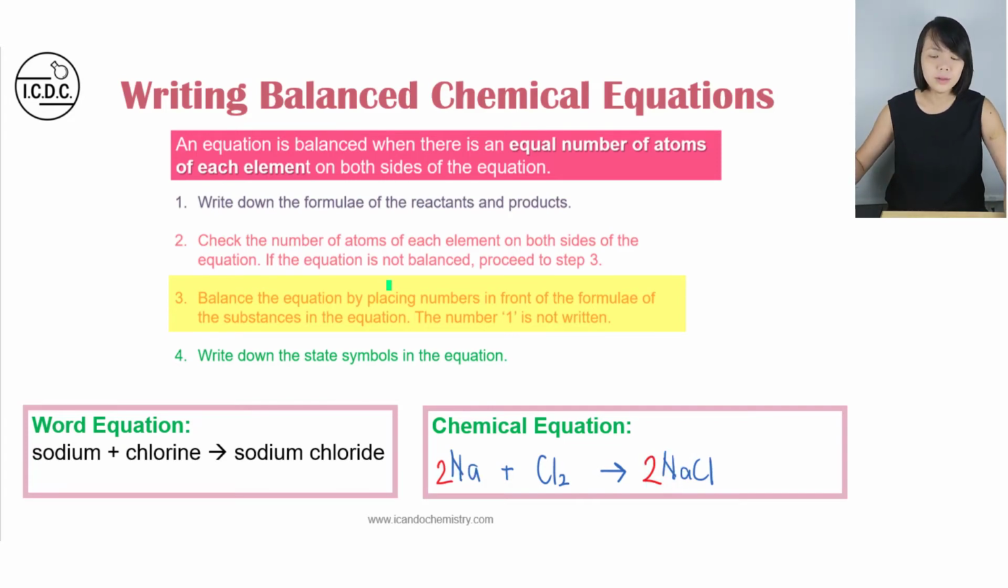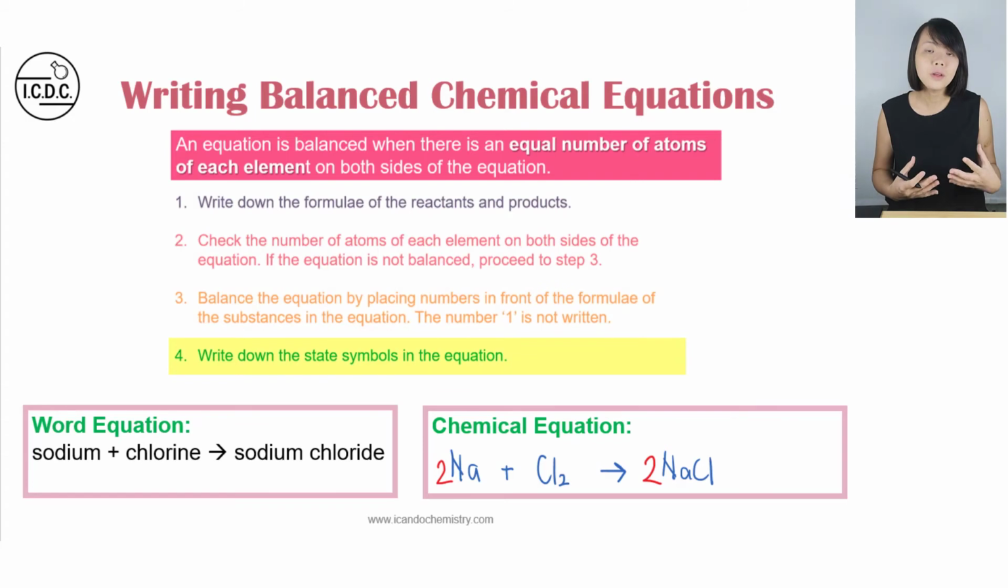What about chlorine? On the left hand side, we got Cl2, which means that there are 2 Cl, 2 chlorine. On the right hand side, there's a 2 in front of NaCl. So this 2 belongs to Cl also, which means that we also have 2 chlorine. Alright, so now there's equal number of sodium and chlorine atoms on both sides of the equation. So this chemical equation is balanced.